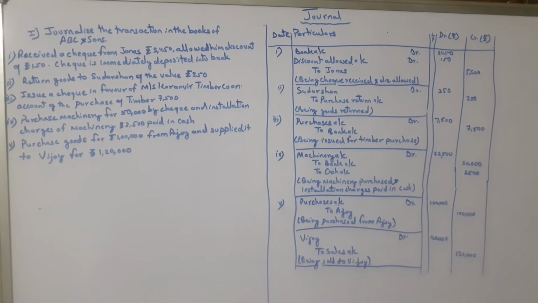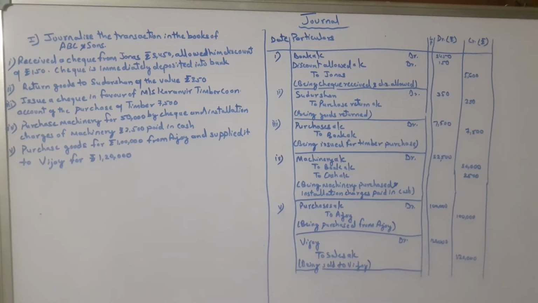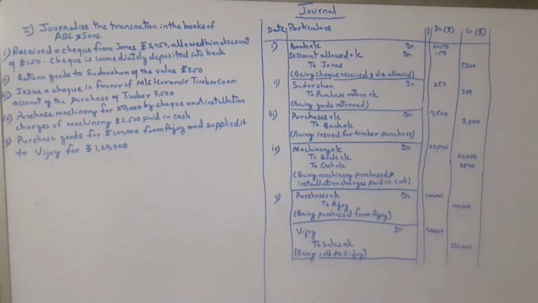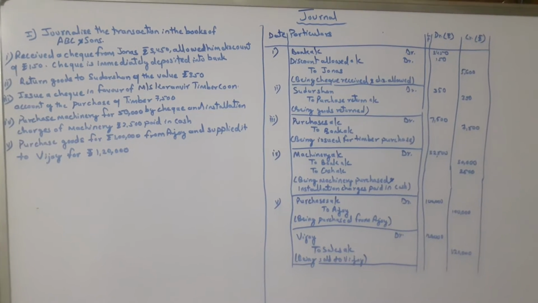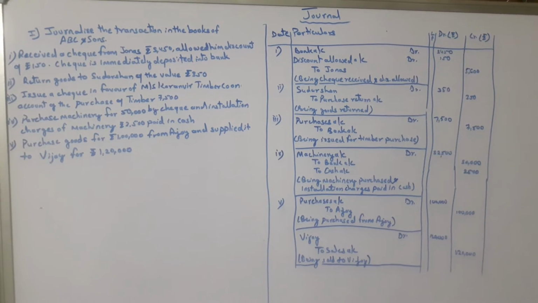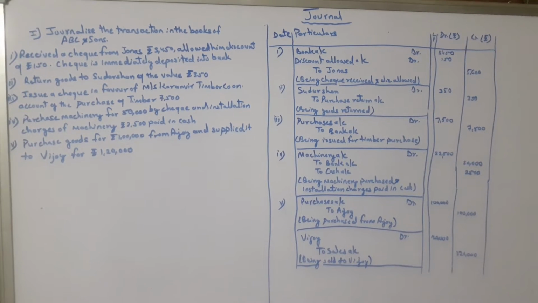We have purchased it earlier from Sudarshan, now we are returning him. Therefore, purchase return is credited. Amount is 350, being goods returned is the narration. Third point, issue a check in favor of Messrs. Karanbir Timber Company on account of purchase of timber 7,500.